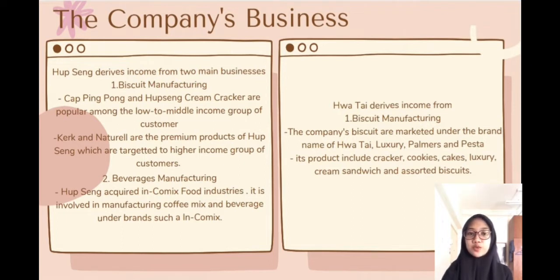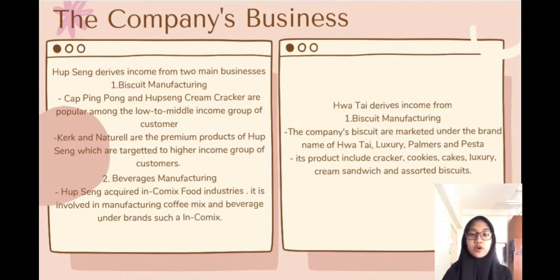First one is biscuit manufacturing. Chap Ping Pong and Seng cream cracker are popular among the low to middle income group of customers. Coke and Natural are the premium products of Seng, which are targeted at the higher income group of customers. Second, beverage manufacturing. Seng acquired Incomics Food Industry. It is involved in manufacturing coffee mix and beverages under brands such as Incomics.